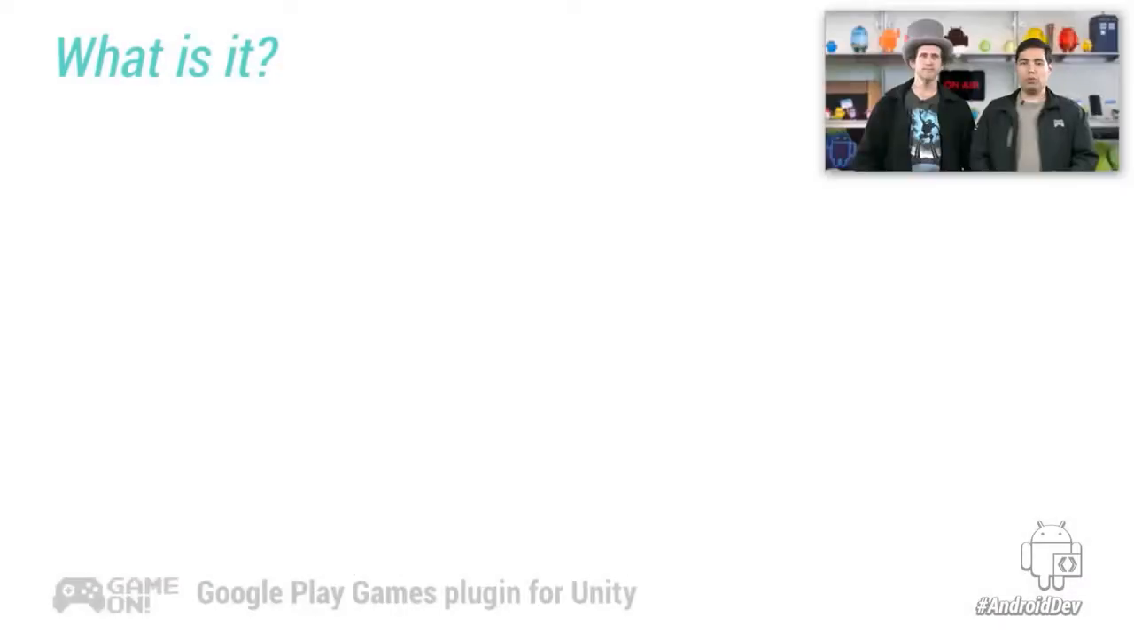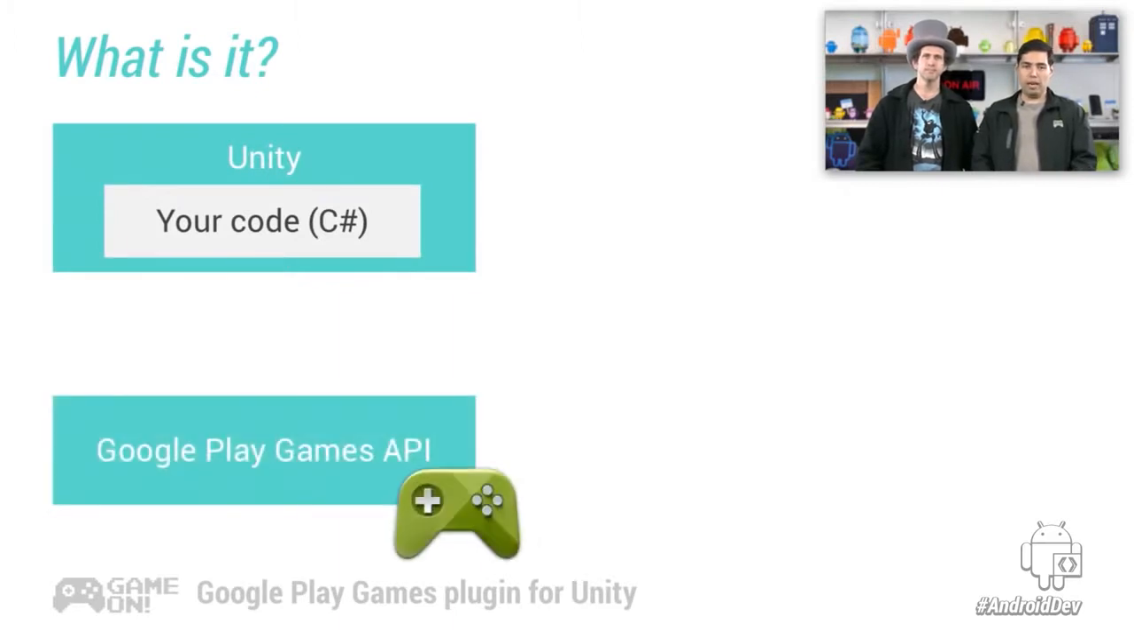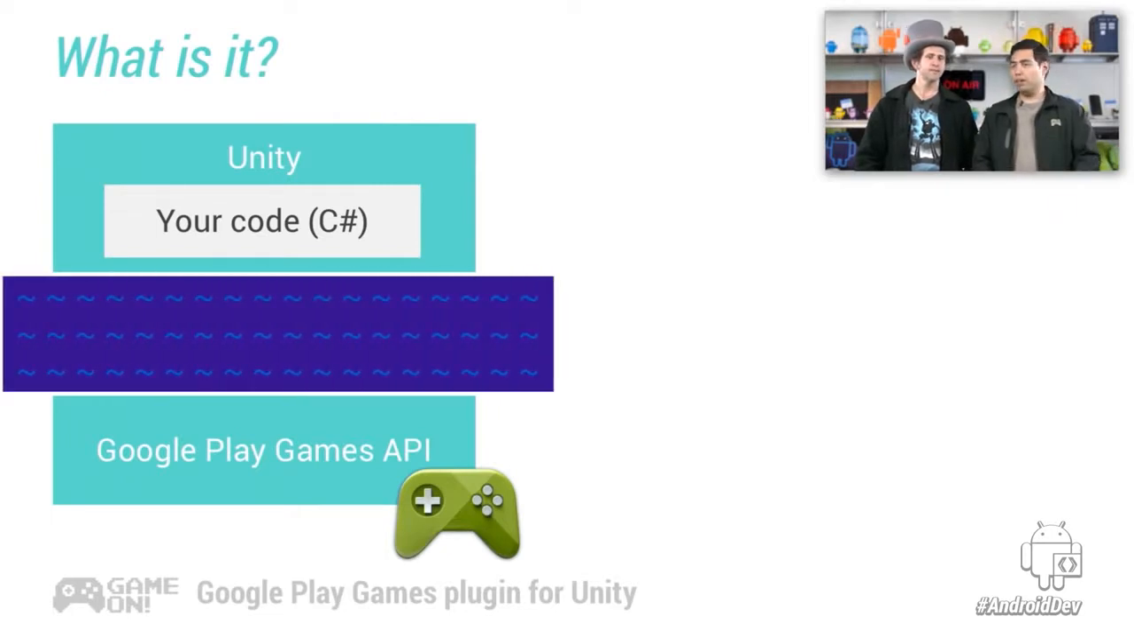So what is it? If you're writing your game in Unity, you probably have your C# code sitting there on one side, and you want to access the Google Play Games API. However, between you and the API, there is a gap. Notice the very advanced water effect. Oh, very nice. In this gap, there are some sharks, like threading.